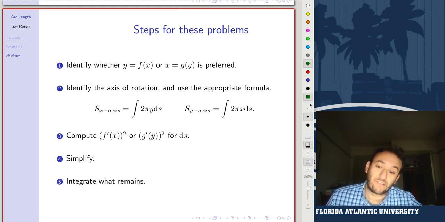Okay. Next, you compute your f prime of x squared or g prime of y squared to stick it into the ds, and you simplify the integral and integrate what remains.